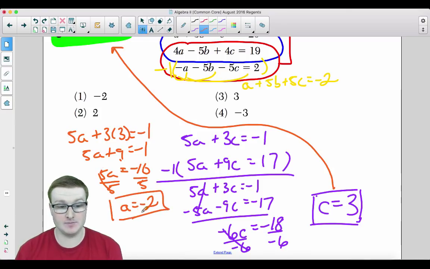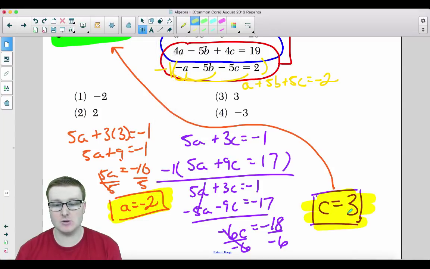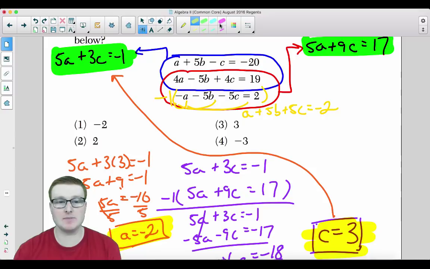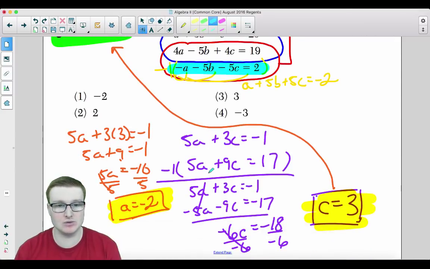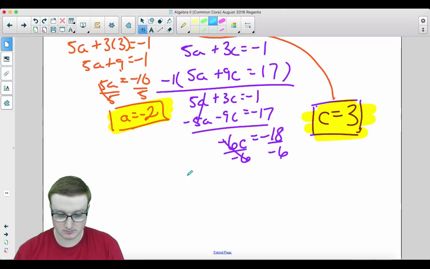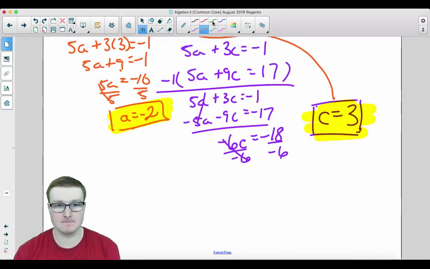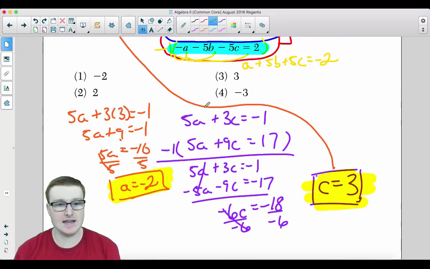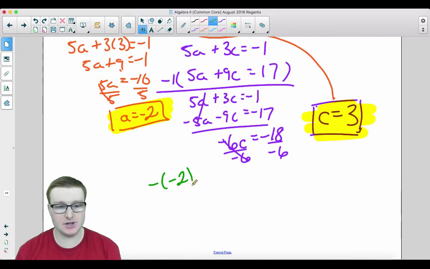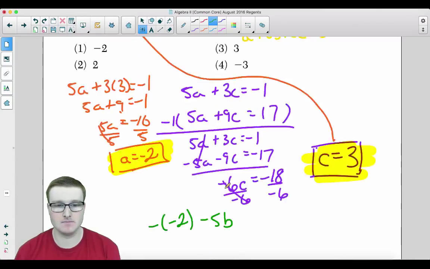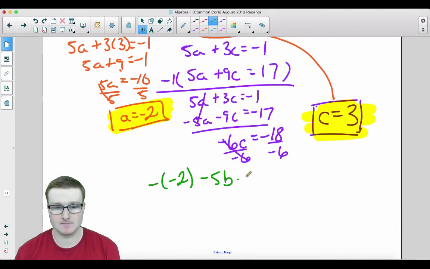Now what you're going to do is you're going to take the a value and the c value, and you're going to pick one of these equations up here and plug it in. I'm going to pick the bottom one because that looks a little bit simpler to use. So let's do it. We get the following. We get negative a, so it's negative 2 when we plug it in, minus 5b, minus 5c, times 3. That equals 2.